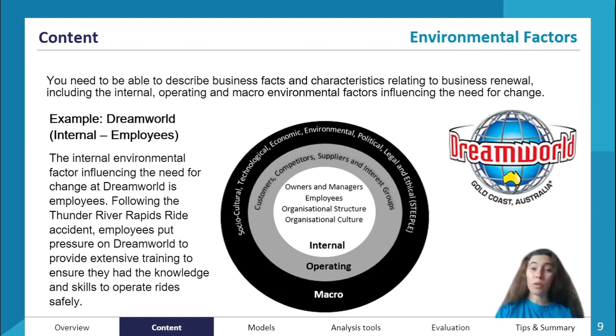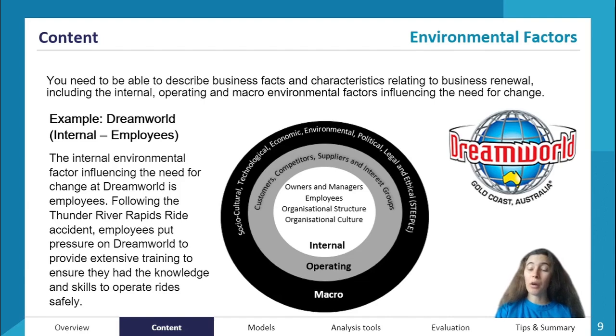So those sorts of things are internal pushes that are going to make a business change the way that it operates. Of course, in this case, like in many cases, you're going to have more than just one. While employees did push for change in this case, you've also got other stakeholders who would have pushed for change here as well: interest groups in terms of all of the different investors in Dreamworld, authorities, and the legal system as well.